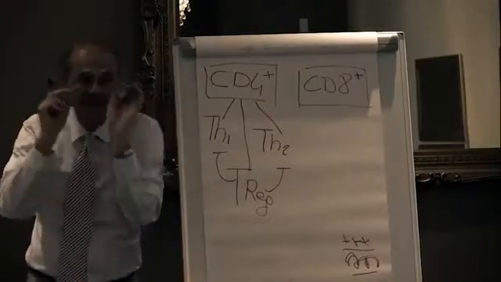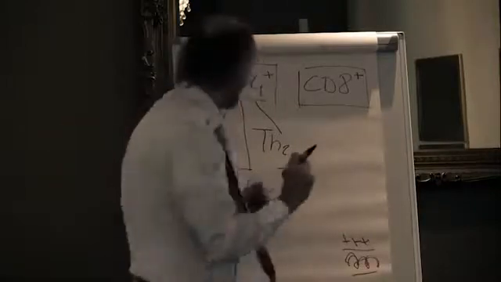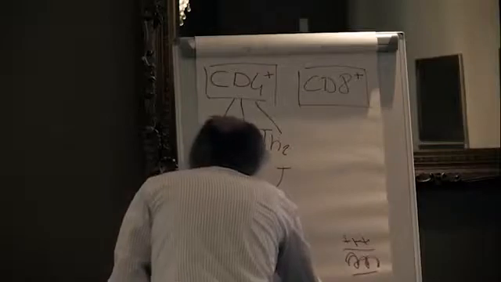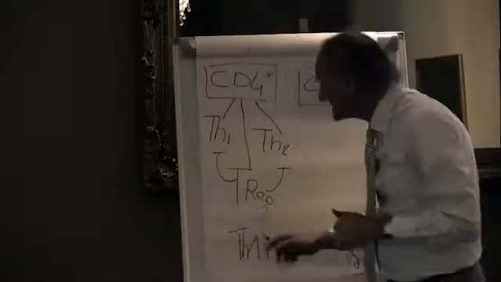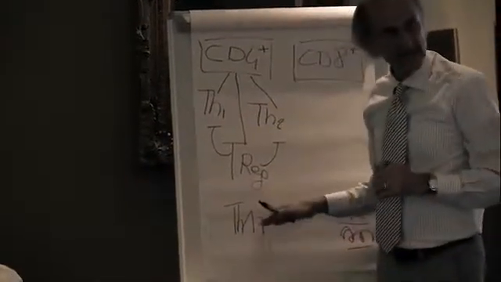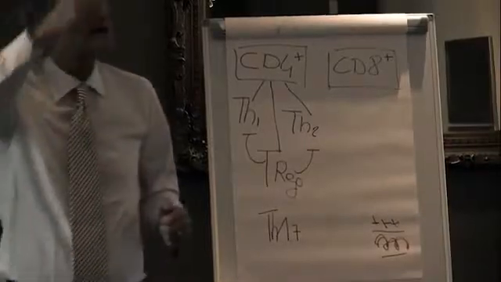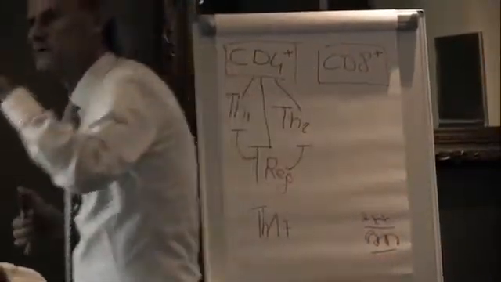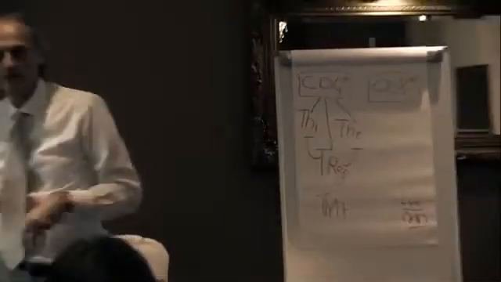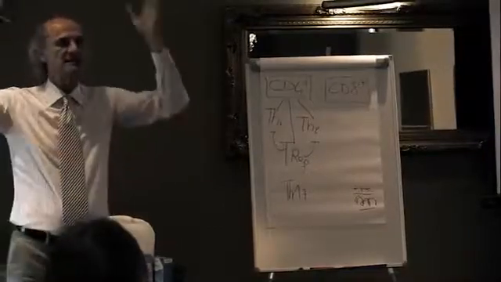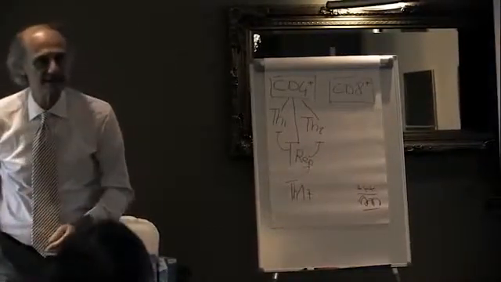Please, in this very important scheme, write also here Th17. It is another subset. These cells are involved in autoimmune diseases. When you have patients with rheumatoid arthritis, ulcerative colitis, Crohn's disease, vitiligo, psoriasis, you always have Th17 super overexpressed.